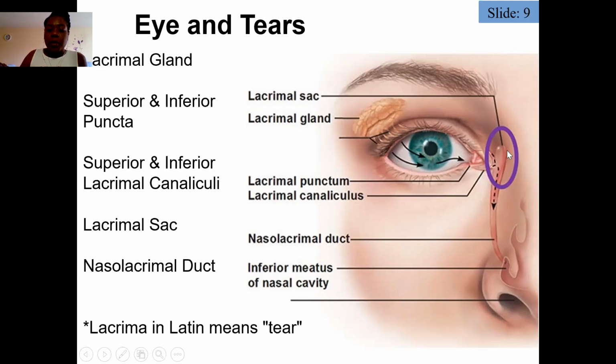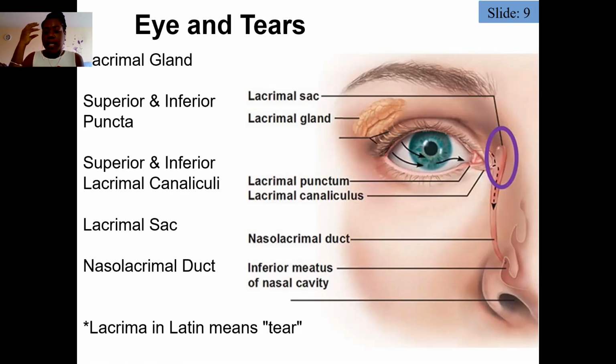And then from the lacrimal sac, they drain down via the nasolacrimal duct into the inferior concha or the inferior meatus. And we talked about the inferior meatus in one of our previous labs, but this is basically a connection into the nasal cavity, right? And so this is how we can reabsorb the tears that are secreted.